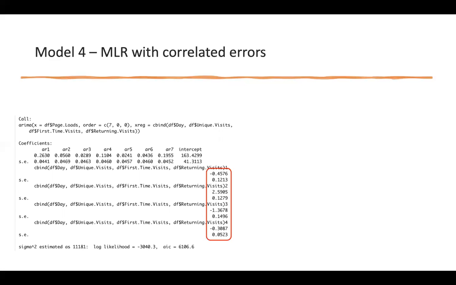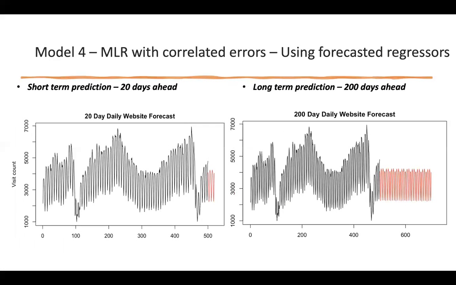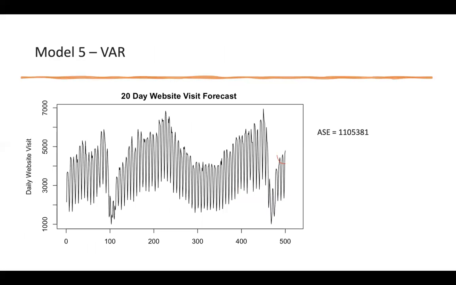When fitting a multiple linear regression model to the data, all 4 variables utilized in the model turned out to be very significant. ASE was 10,400, which is very good compared to other models discussed previously. Due to regressors being forecasted with the ARMA models, the resulting forecasts were centering around the mean.